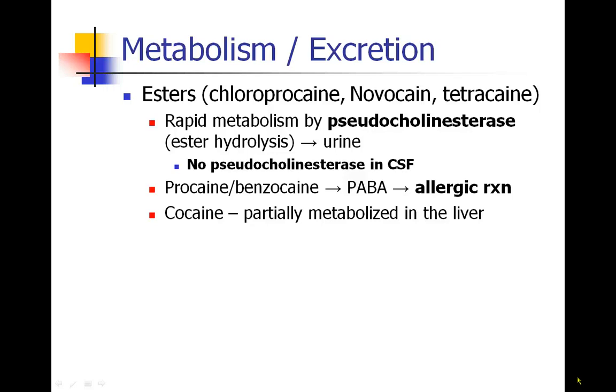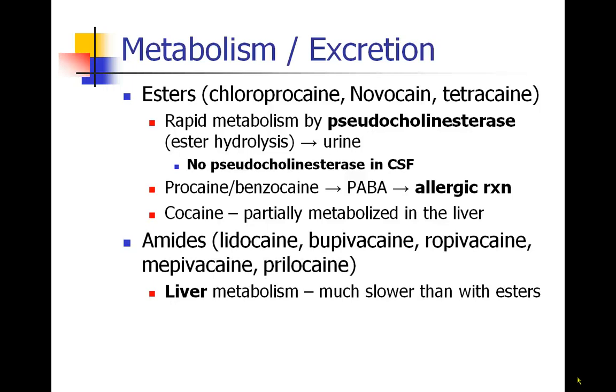Procaine and benzocaine are metabolized into PABA, para-aminobenzoic acid. And this sometimes can cause an allergic reaction in people. And so when people are allergic to local anesthetics, they are much more likely to be allergic to the ester class of anesthetics than to the amide class. Finally, cocaine is also an ester local anesthetic, but it's unique in that it is partially metabolized in the liver.